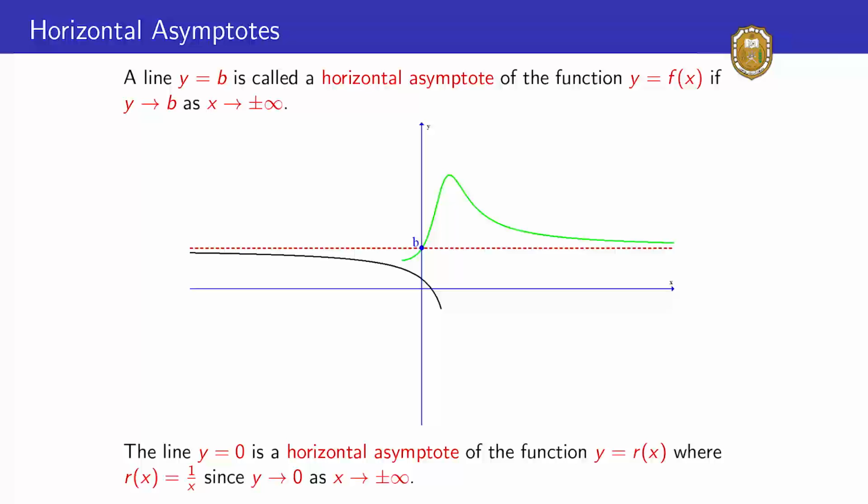Again, if we look at the rational function R(x) = 1/x, then y goes to 0 as x goes to plus or minus infinity. Therefore, the line y = 0 is a horizontal asymptote of the graph of the function y = R(x).